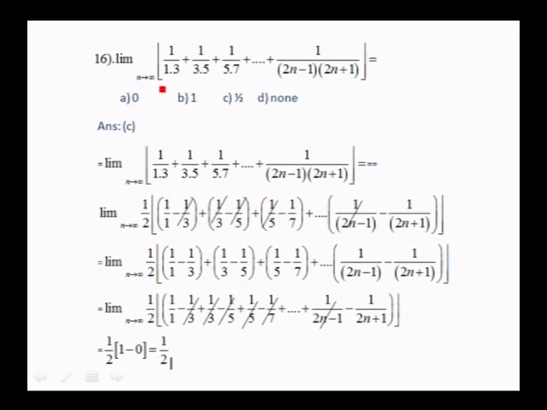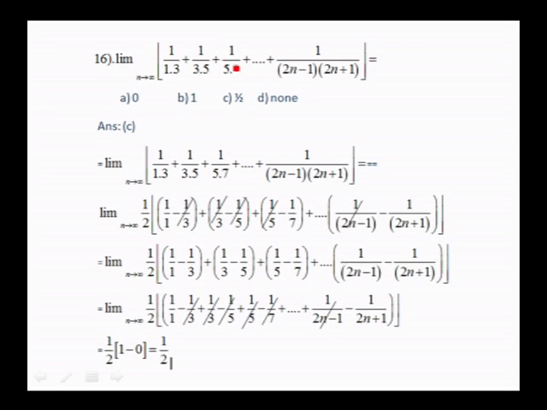Limit n tends to infinity of 1 over 1 into 3, 1 over 3 into 5, 1 over 5 into 7, etc. Write the inside as half and separate 1 by 3, 1 by 1. So it is 1 over 1 minus 1 over 3. If you take the LCM you get 2. Here also if you take the LCM you get 2.